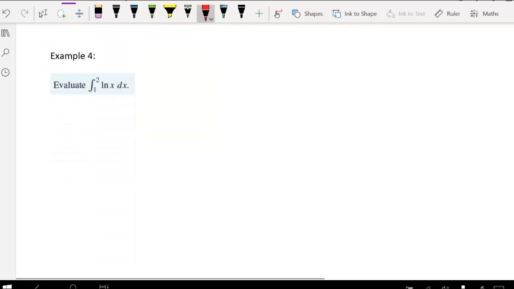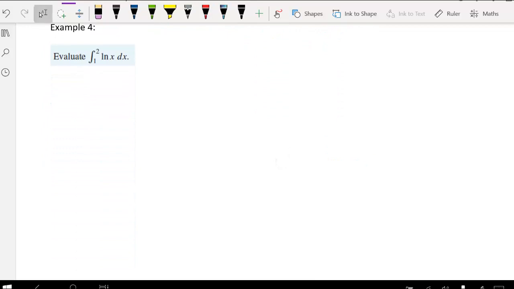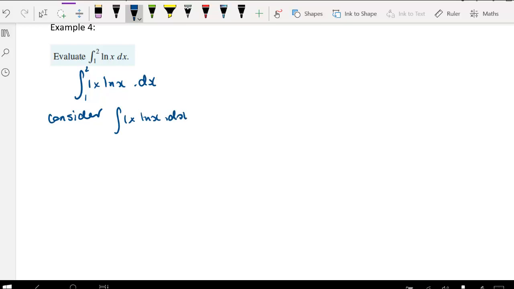Alright, so our last one we're going to look at is a definite integral. So we're looking at the definite integral of ln x between 2 and 1. Now, the trick here again is to realize that we can treat this as 1 times ln x dx between 2 and 1. So I'm going to consider the integral of 1 times ln x dx in order to find the indefinite integral to put this back into the problem.